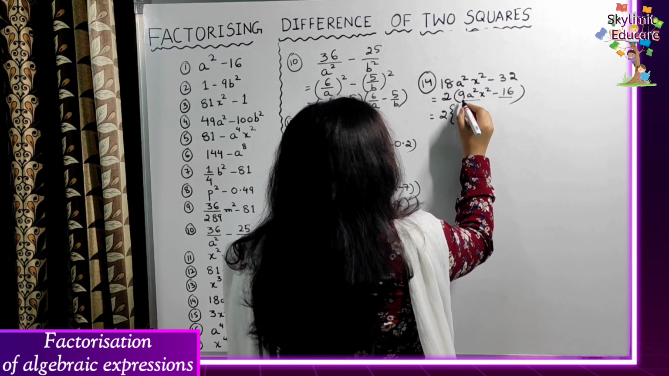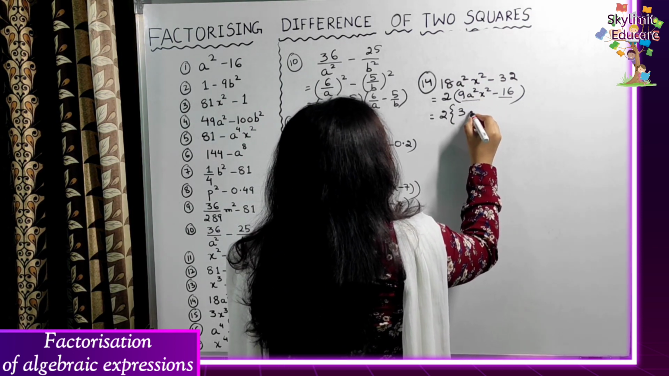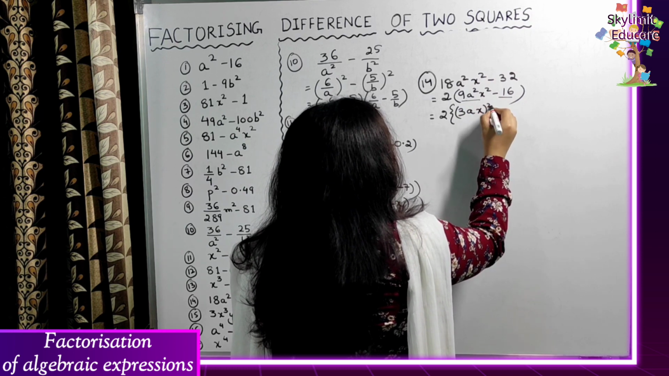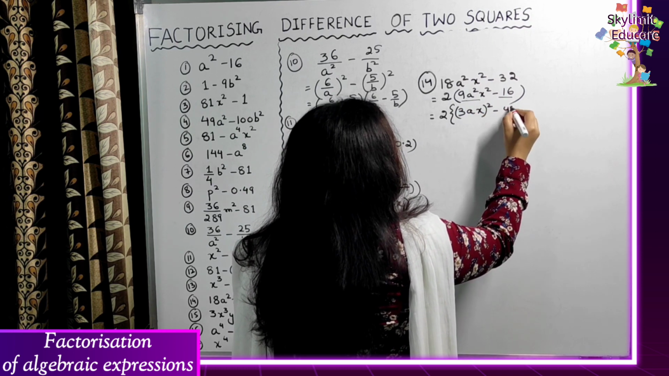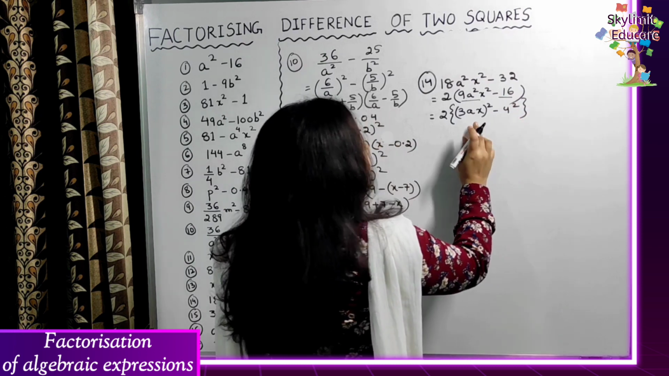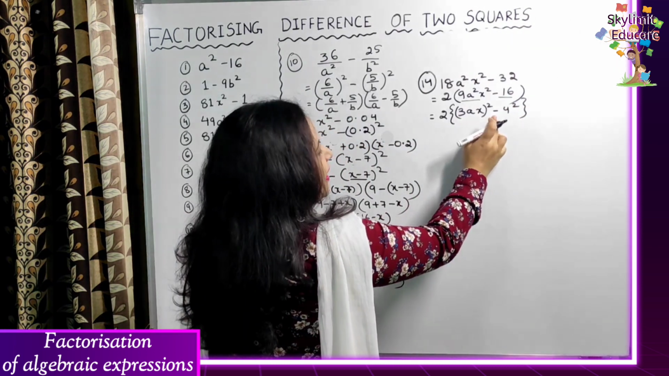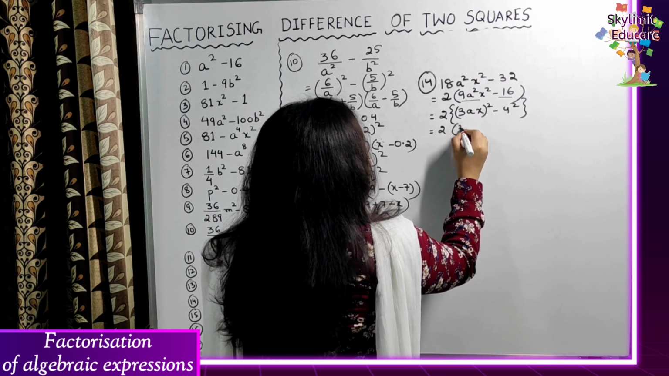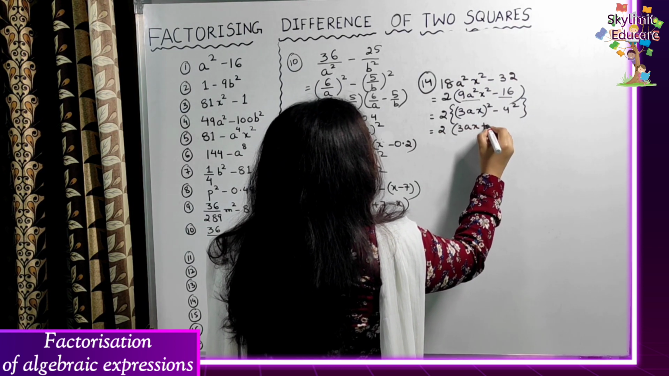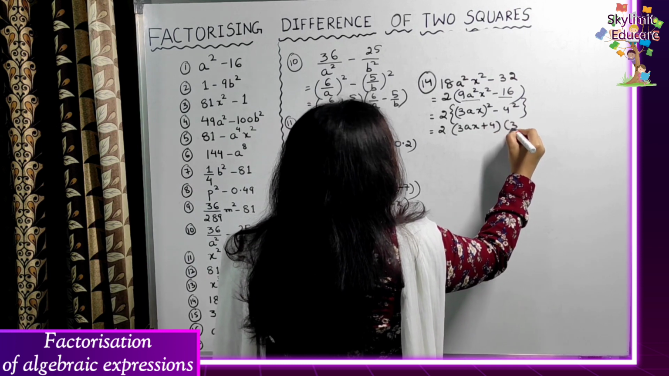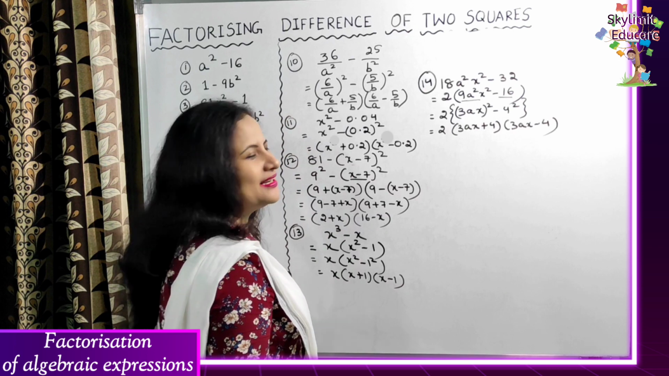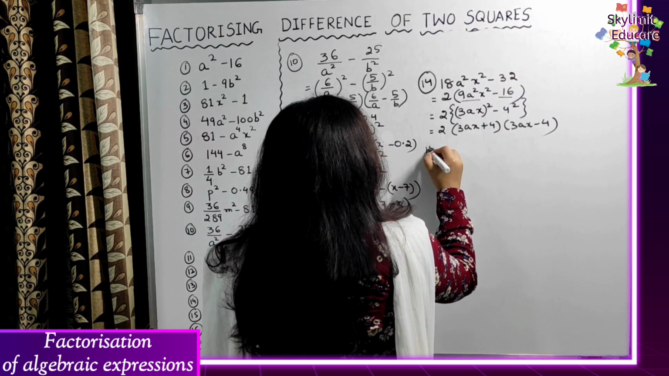So now we can write it as the square root of 9 is 3, the square root of a square is a, the square root of x square is x. So 3ax whole square minus 4 square, right? So now this is a square and this is minus b square. So now you can factorize it easily. A plus b, that means 3ax plus 4, 3ax minus 4. Okay, clear? Let's come to 15th number now.